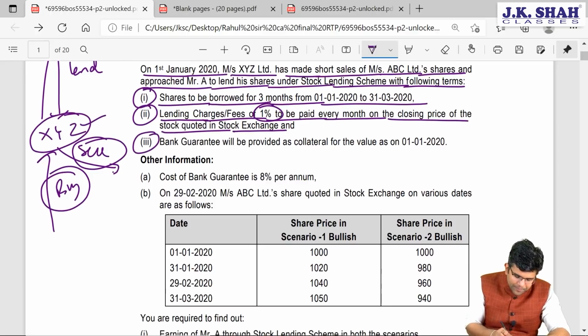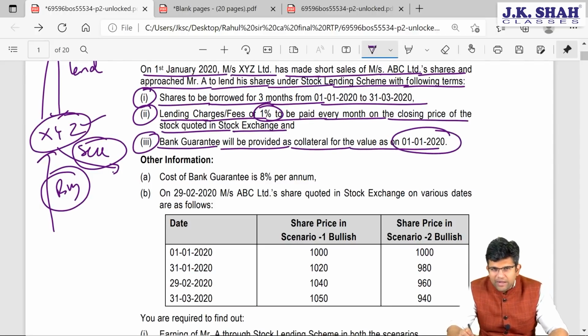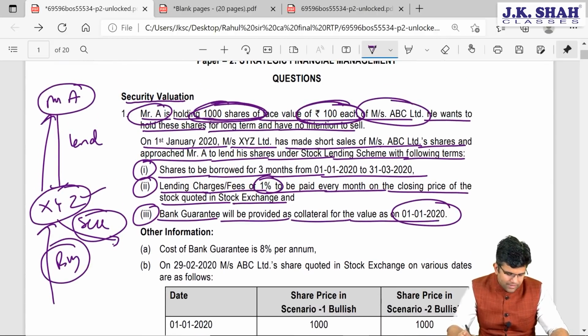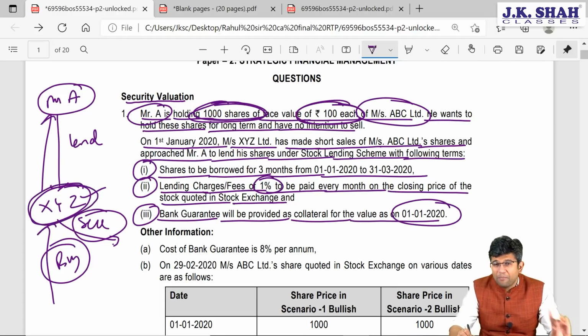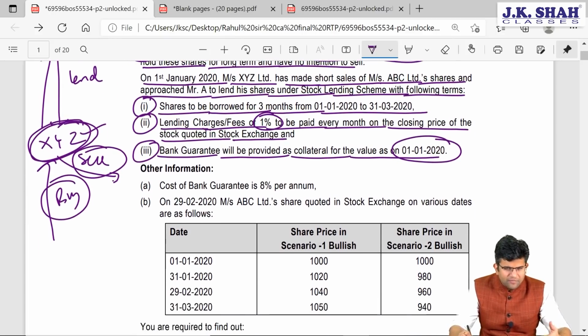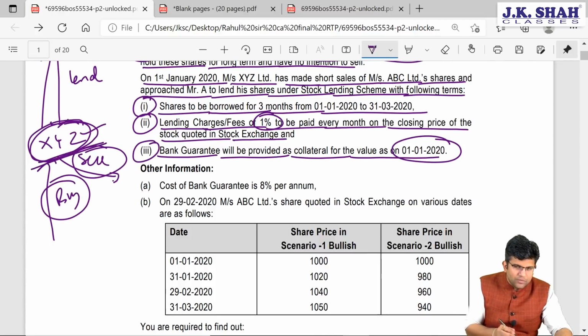Next, point number 3. Bank guarantee will be provided as collateral for the value as on 1/1/2020. So Mr. A is telling XYZ Limited, I do not know you properly. I need some guarantee that now that you are taking these shares from me, you will return the shares back to me. So children, XYZ Limited has to go and purchase a bank guarantee so that on the basis of that bank guarantee, Mr. A will give the shares. That bank guarantee will of course be costing something to XYZ Limited.